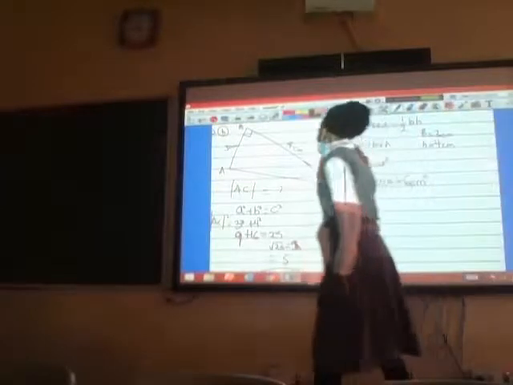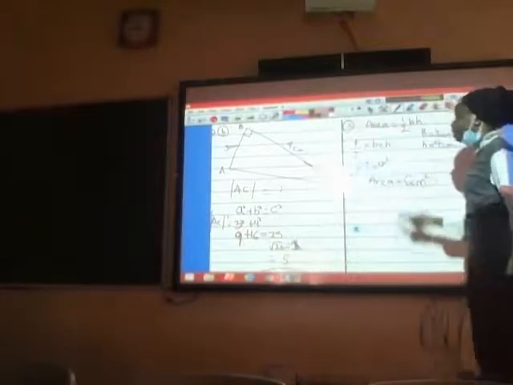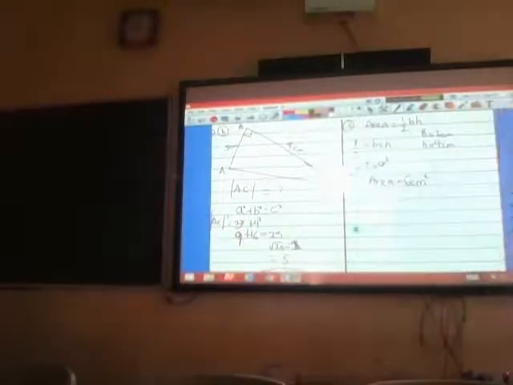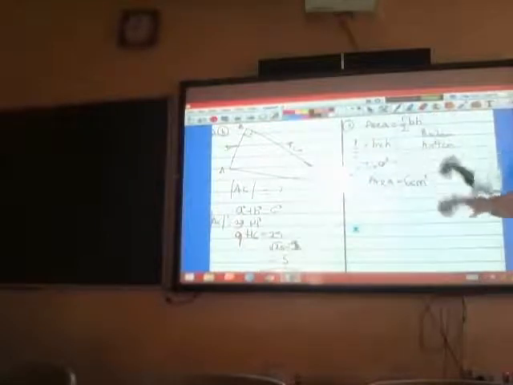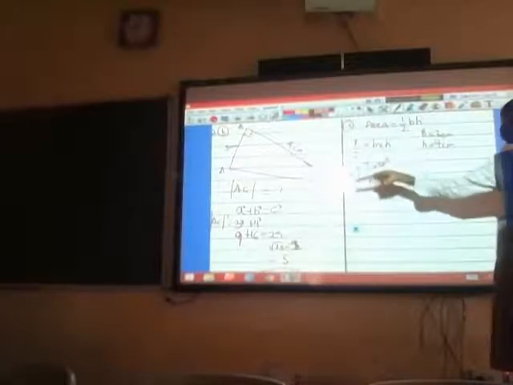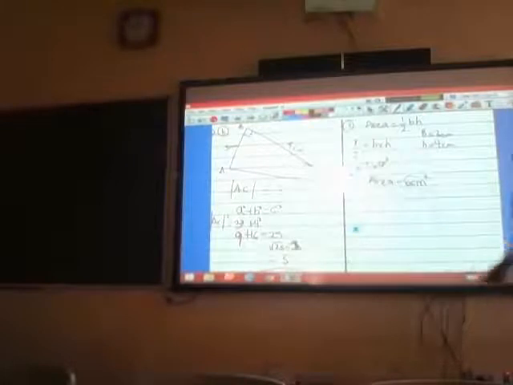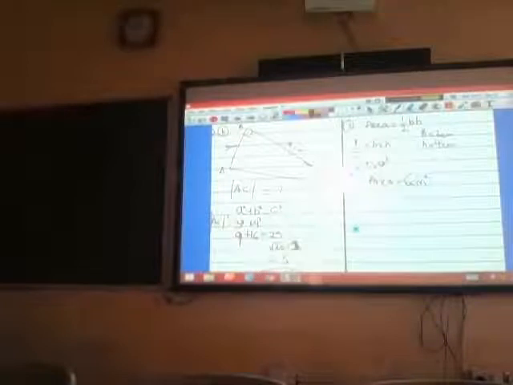You can explain now. Explain. Formula for area of triangle: half base times height. Okay, thank you. When you are given a right angle triangle, then the formula for the area is half base times height.